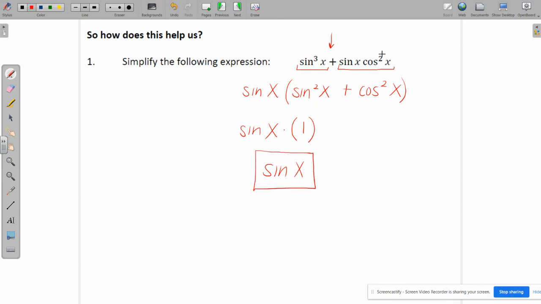The key when you're choosing what to do, you just have to make sure that you're not changing the value of the expression. So multiplying by 1 doesn't change the value. Factoring something out doesn't change the value. But for instance, on this problem, you wouldn't be able to just divide by the sine of x, because then you're changing the value of the expression.